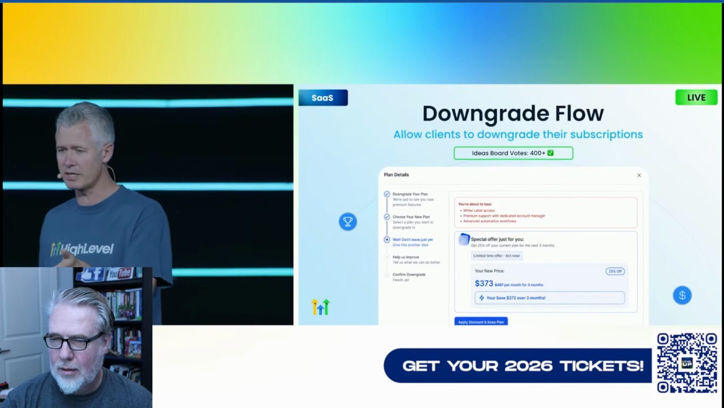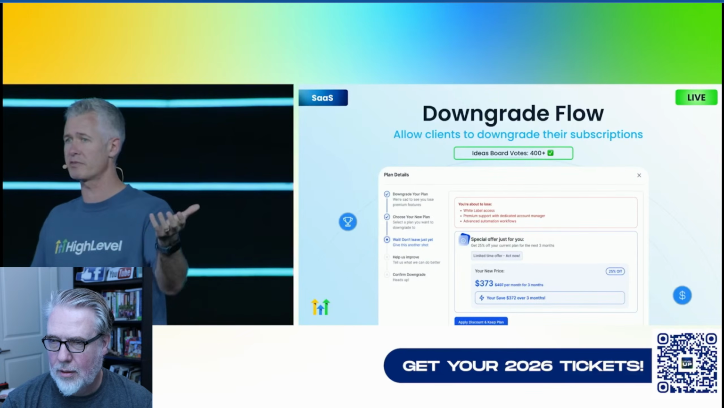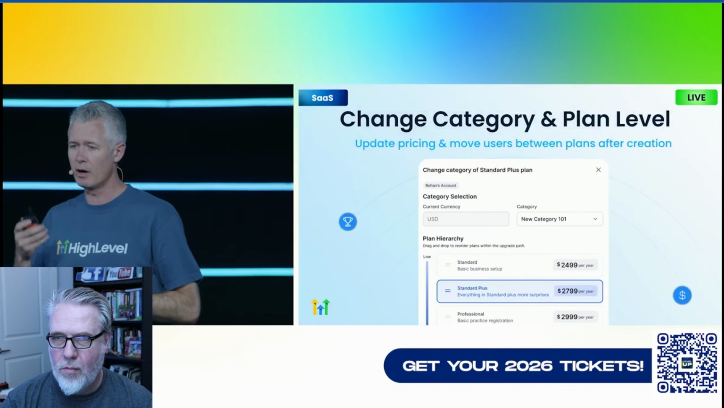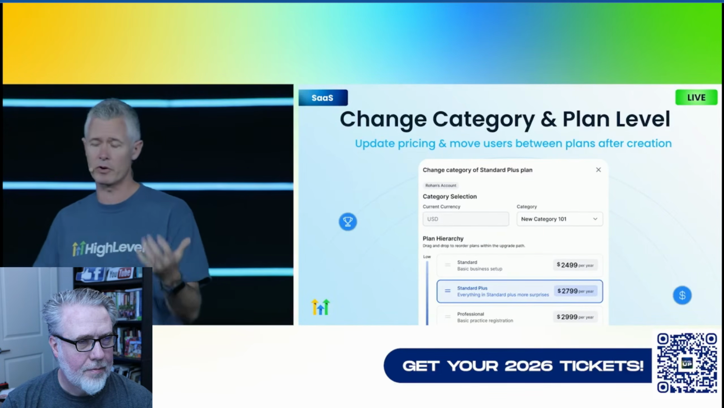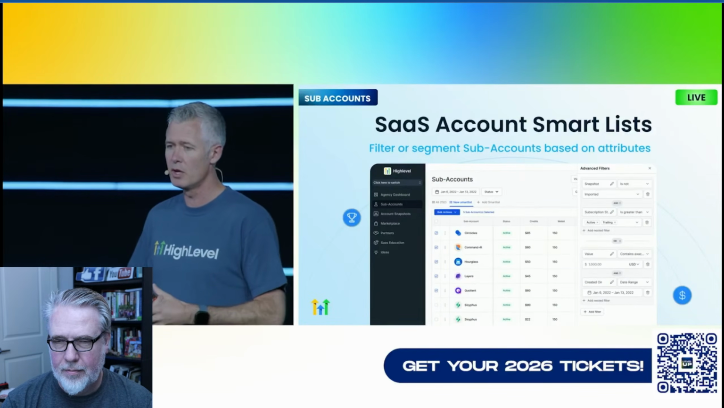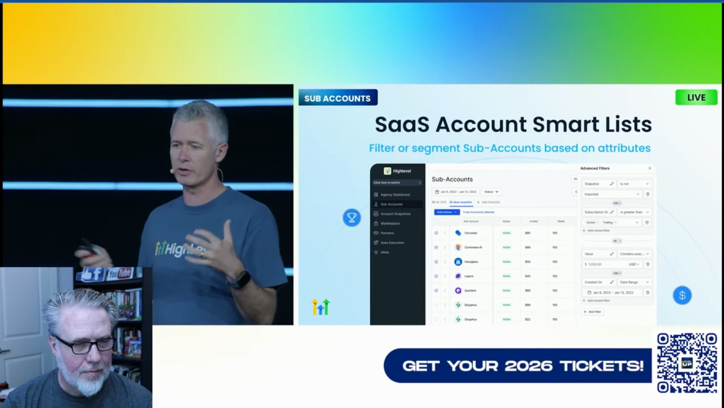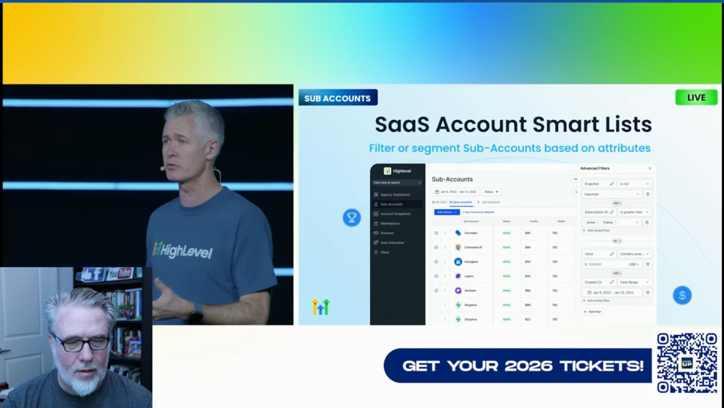flow. So easy, allow clients to downgrade if they want to, so they don't have to cancel. You can kind of keep them. Change category and plan level so they can move around their plans just like you'd want them to. Again, smart list so you can filter and look at your subcounts through different attributes and figure out what's going on.